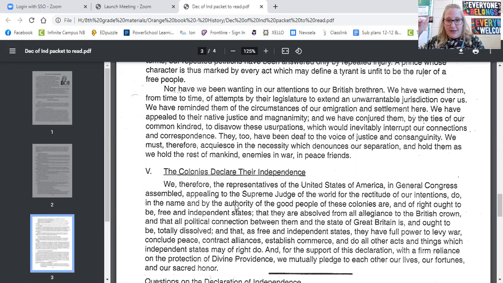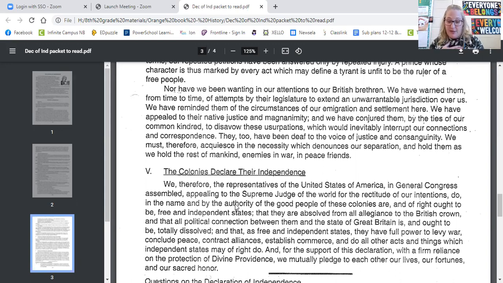That they are, keep highlighting, absolved from all allegiance to the British crown. We're not together anymore. We have no connection to the British. Keep highlighting. And that all political connection between them and the state of Great Britain is and ought to be totally dissolved. We're done. We are a free country. We are independent. Don't go to Britain to talk to us.